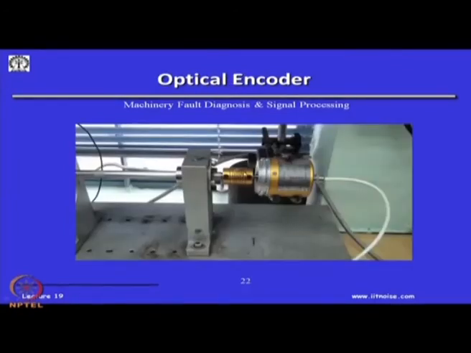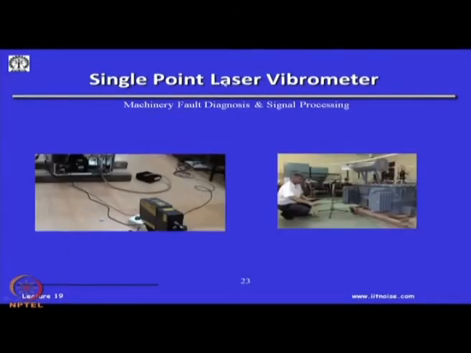Okay. We can also use an optical encoder to measure the rotational speed, and we can use single point lasers also as an accelerometer to measure the vibration, because this is a refrigerator compressor wherein we are measuring. You can see this spot here where we have put a laser beam, and because of the reflected wave, there will be a Doppler shift, and the Doppler shift will be proportional to the velocity of the surface, and we can measure for surfaces which we cannot approach.